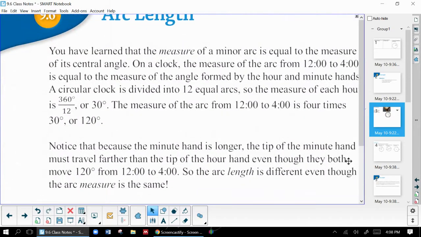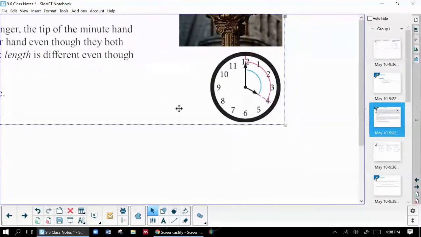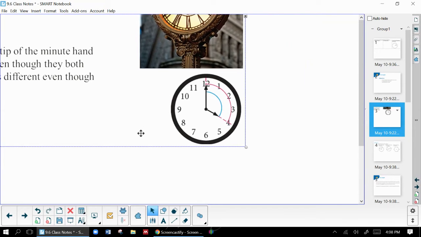If we can do a little bit of math, and you can see the math is here, you would find out that that is 120 degrees. And it wouldn't matter if that's the hour hand or the minute hand or the second hand, they'd all be going 120 degrees. That would be the measure of that arc.